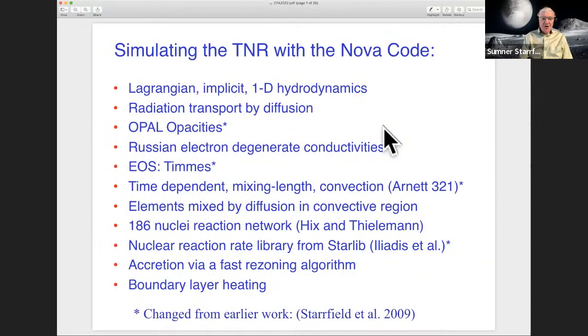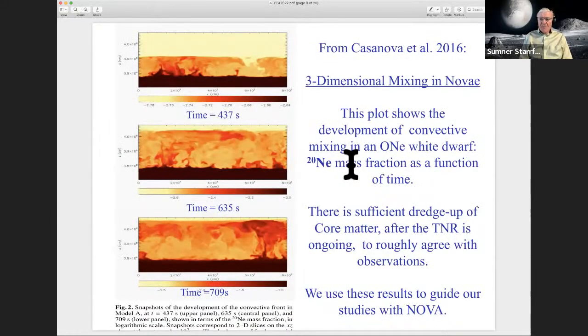Okay, this is the code we use. I'm not going to say very much about this page. It's all published either in our 2009 paper or our 2020 paper. Here's Rafe again, and Christian Iliadis, and so on. Numerics are pretty standard. The microphysics keeps getting improved. Okay, now what about mixing?